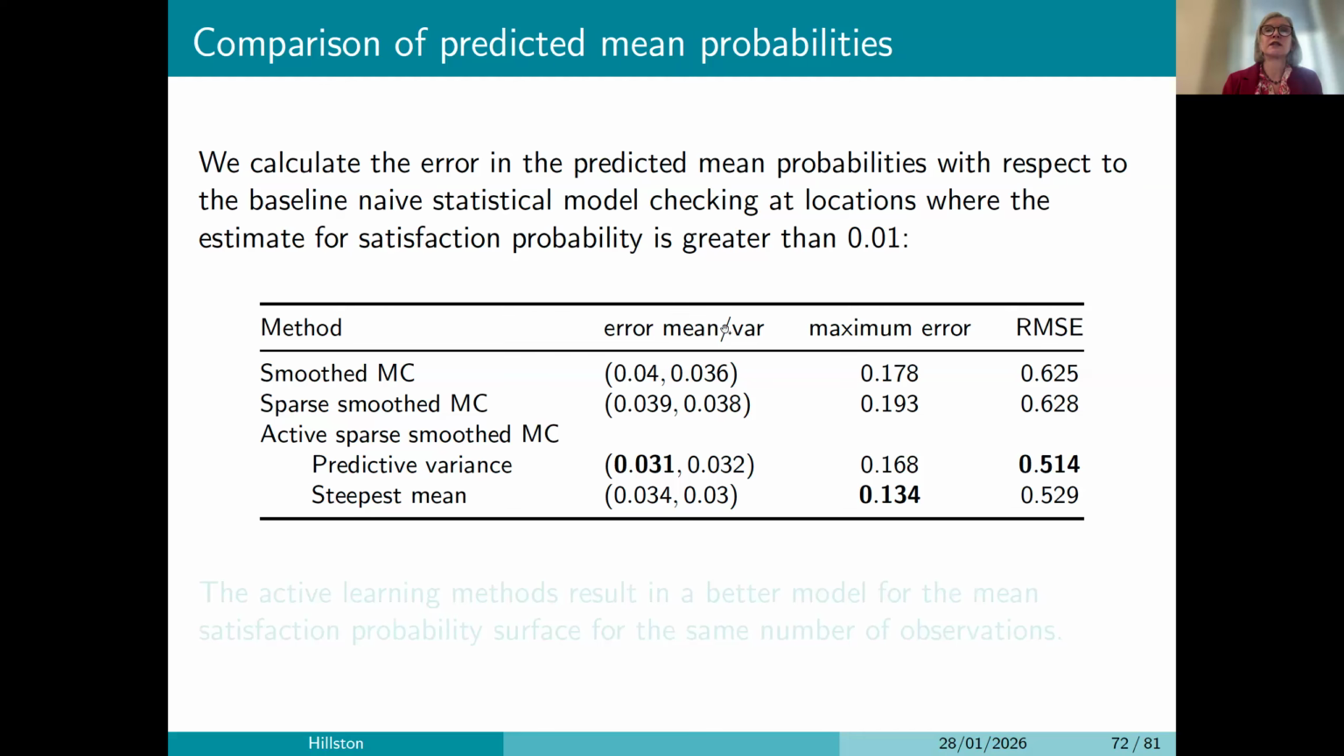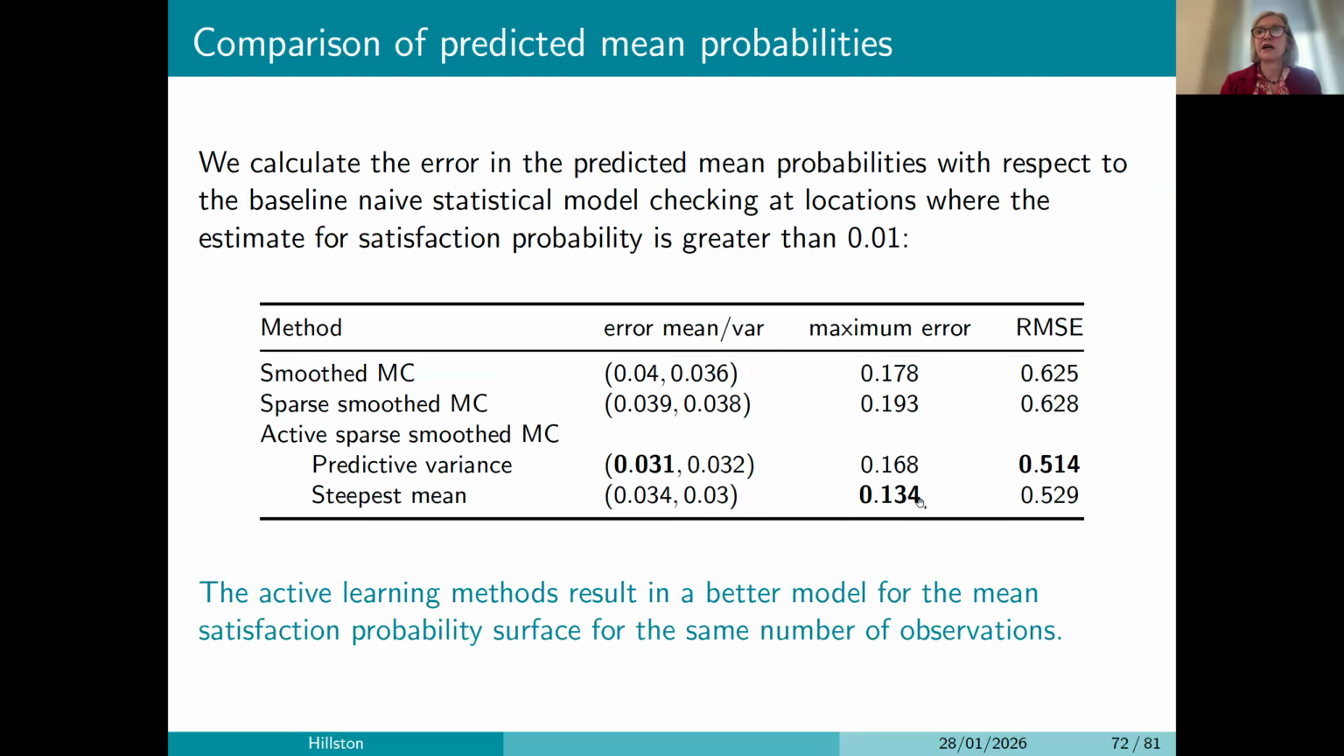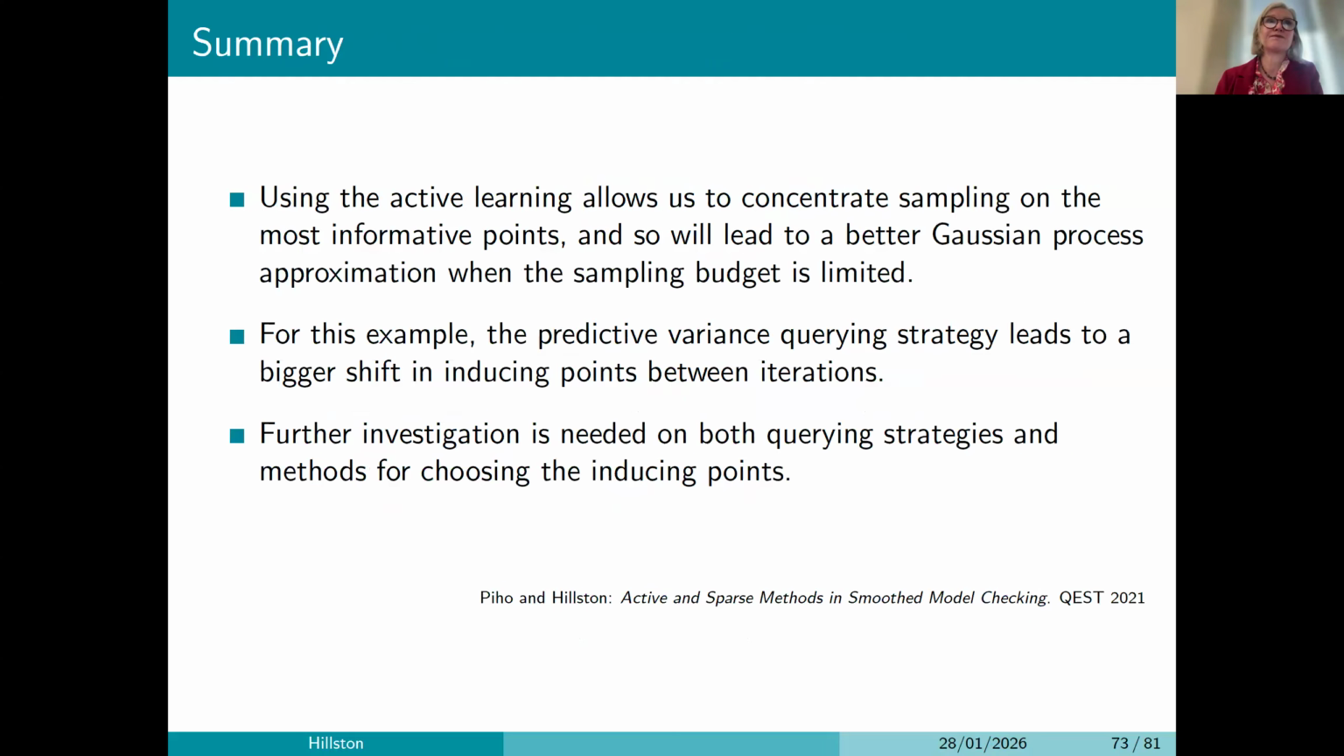If we look at that in terms of the error that we're getting within our system, you can see that the sparse smooth model checking improves things a bit, but not a great deal. But when we move down to the active learning approach, we're able to reduce the error considerably. And both the techniques of predictive variance or steepest mean show a greater improvement for the same sampling cost.